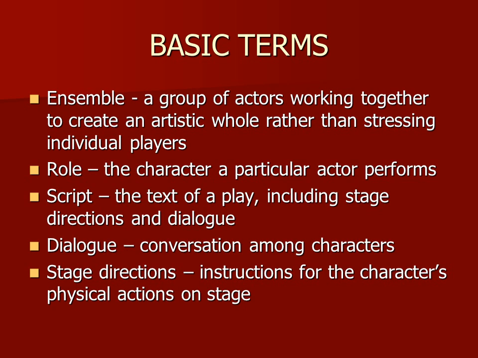We call dialogue, the next item, when we have conversation among the characters. So in a script, you'll see a character's name, then what they say, then the other character and what they say. That's dialogue. But also in a script are what we call stage directions. They are instructions for the character's physical actions on stage. So when a character enters, or slaps someone, or kisses someone, that will all be written out in the stage directions in the script that you get. So those are the basic terms. They're pretty easy. You probably know those already, but you're going to hear them a lot, so I just wanted to make sure we're all on the same page.